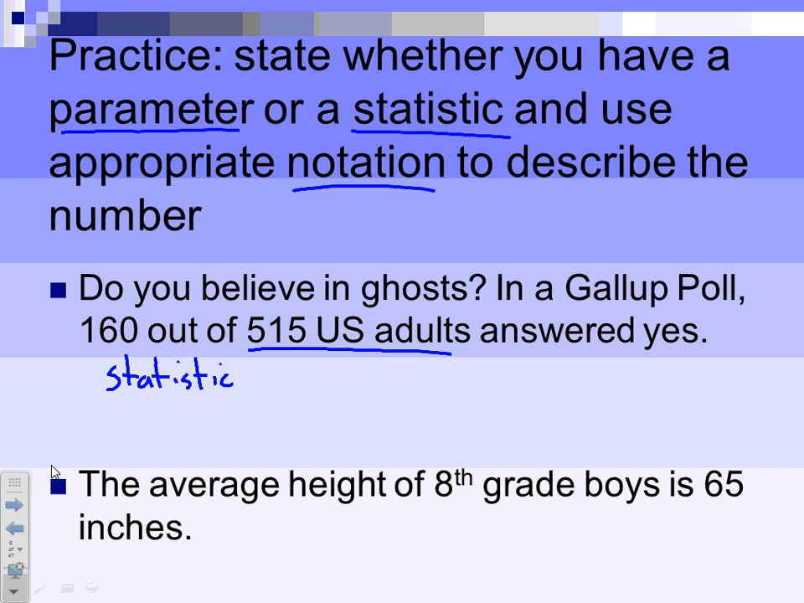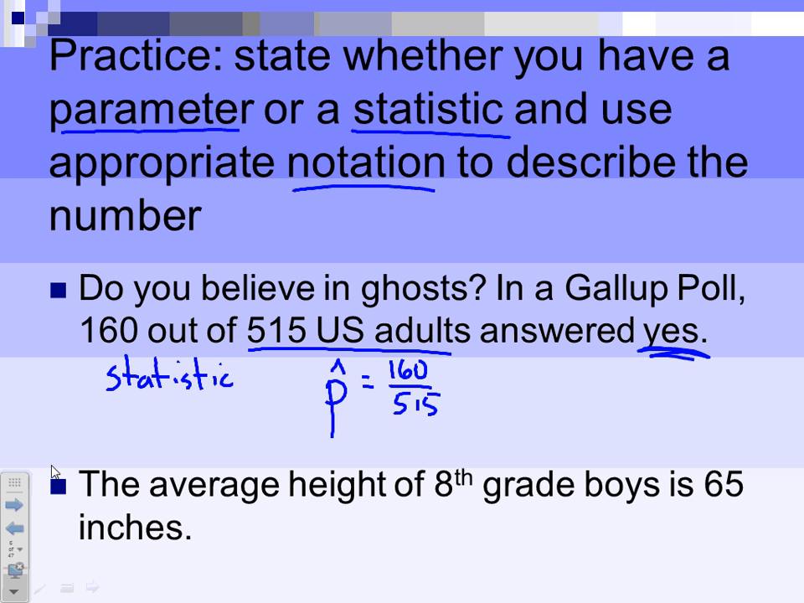But they also want us to use the proper notation. As we look at this, if you're answering this question, you're either answering yes or no, making this a categorical variable. Therefore, this is a proportion problem, so we'll use the notation p hat. And p hat equals 160 out of 515.